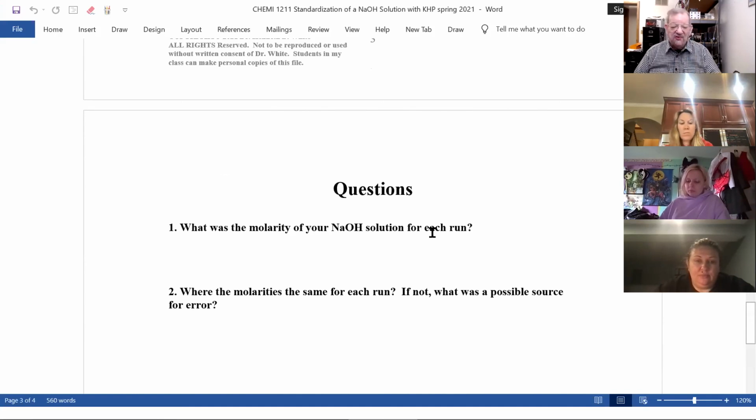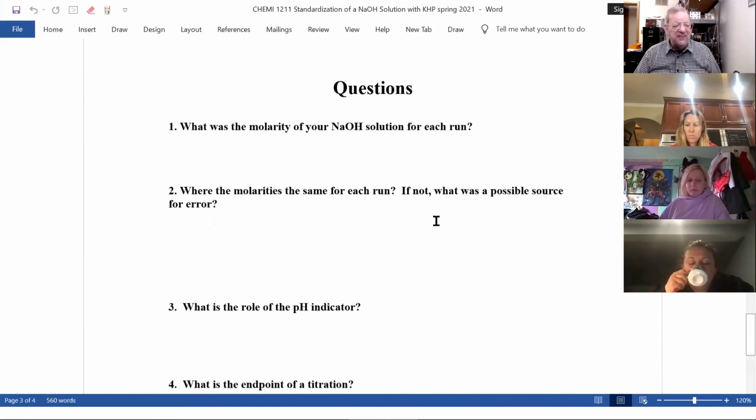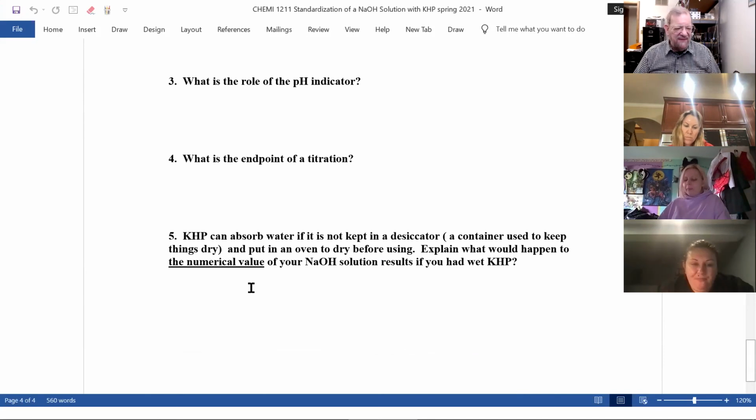Now, notice I have questions. And Dr. White did a good one. Look at number 5. Everybody see number 5 on your screen? KHP can absorb water if it's not kept in a desiccator, a container used to keep things dry, and then put in an oven before using. Explain what would happen to the numerical, notice I underlined it, value of your sodium hydroxide solution results if you had wet KHP. Does everybody know what wet means?